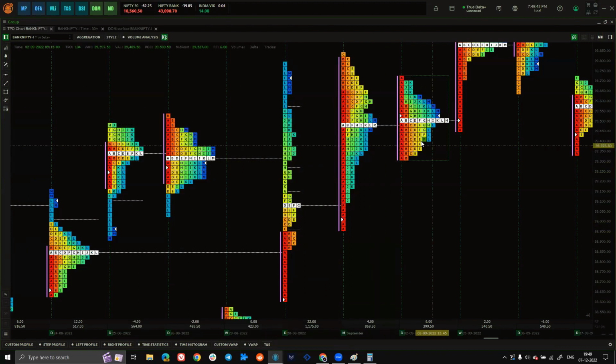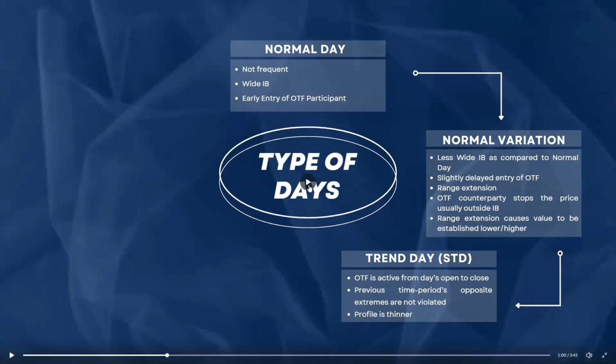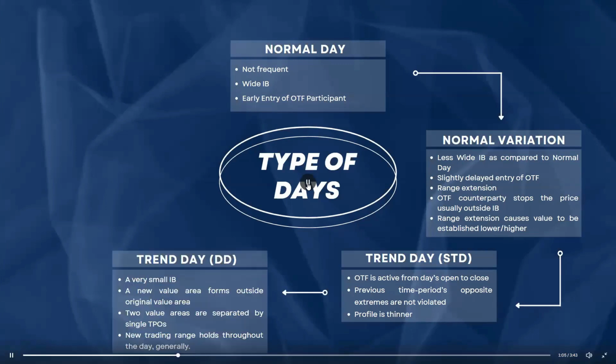Look at any other profile of 2nd of September and look at this profile. It's quite evident that the profile is thinner because price could not find balance at any point, and it did not stay much longer at any point.